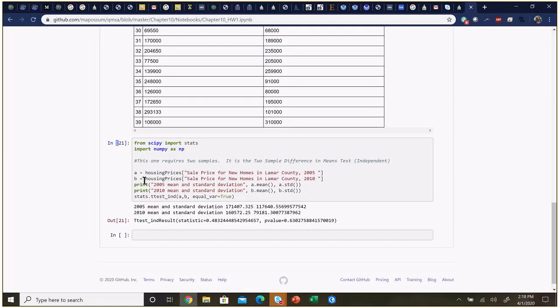Okay, so here I printed out the mean and the standard deviation for both 2005 and 2010, and then I printed out the results of the t-test that I did. And I did an independent t-test. Why did I do an independent t-test? Because these aren't matched pairs. In other words, this isn't the same exact house being sold in time. What if I actually had an appraiser come and appraise the same exact house over time? Then I could do a matched pairs test. And the code would be slightly different.